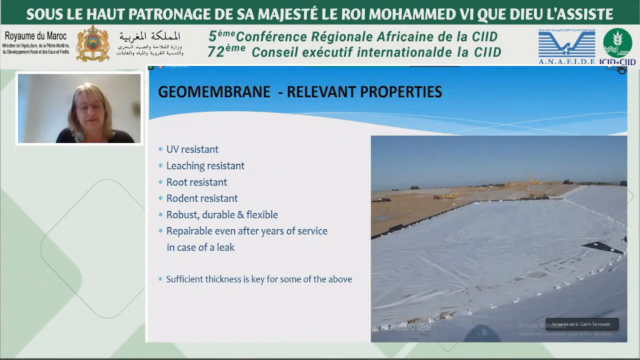The relevant properties for the geomembrane in such a pond structure are that they have to be UV resistant if they are exposed. They shall be resistant towards leaching from the water. They have to be root resistant. They have to be resistant against rodents, which is really a case to be considered. They shall be robust, durable, and at the same time flexible. And a good thing is if they are repairable even after years of service in case of a leak. Sufficient thickness of such a product is a key factor for some of the above properties.